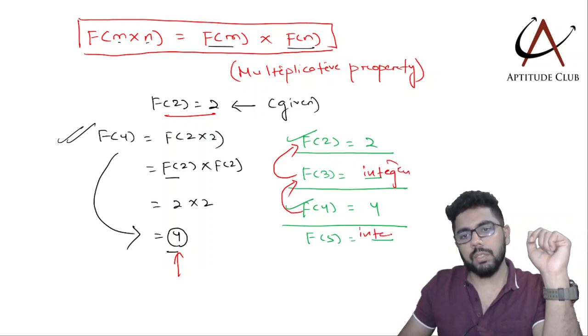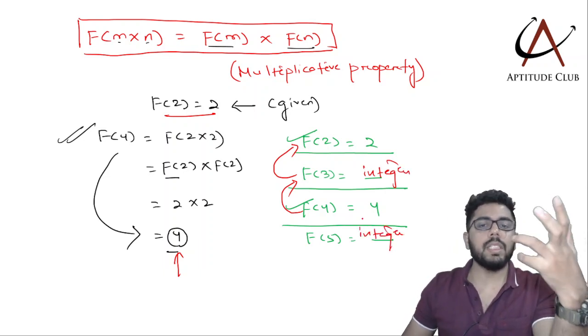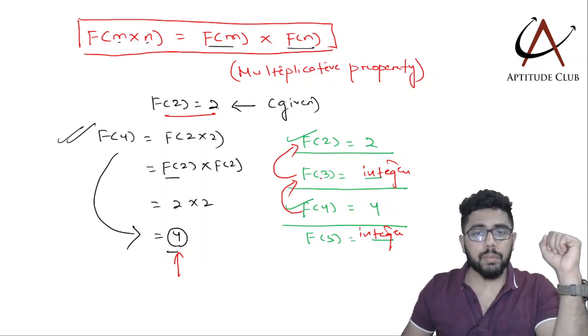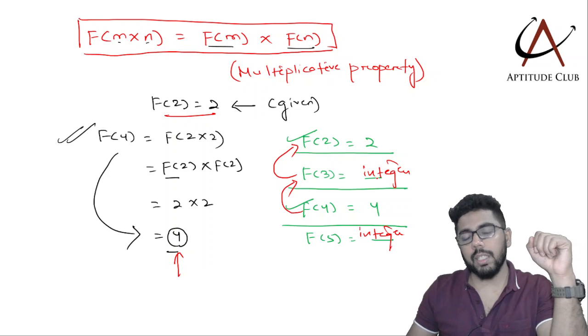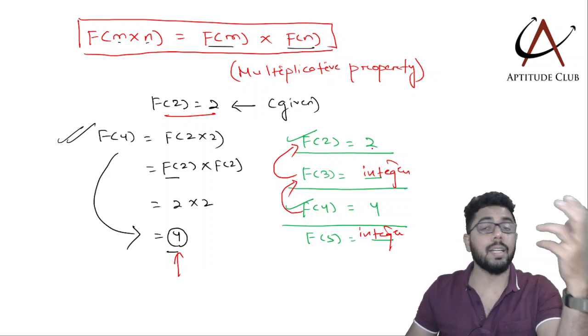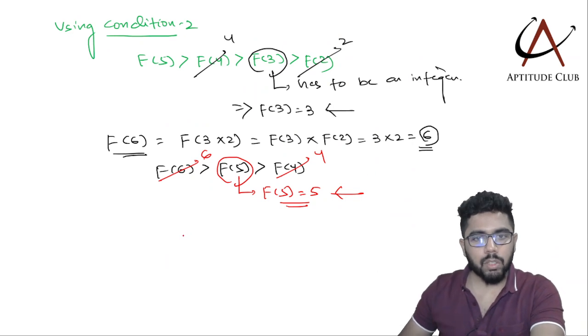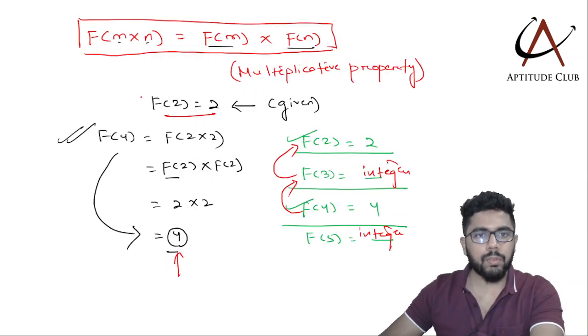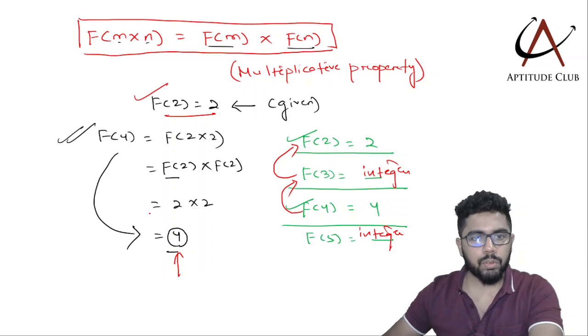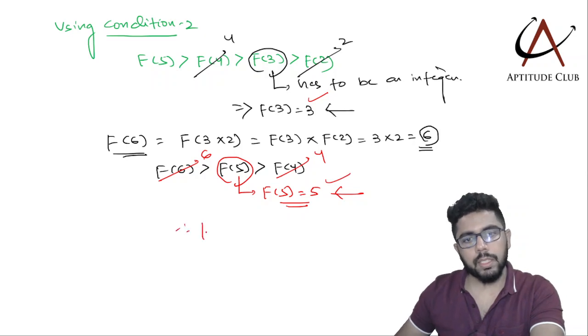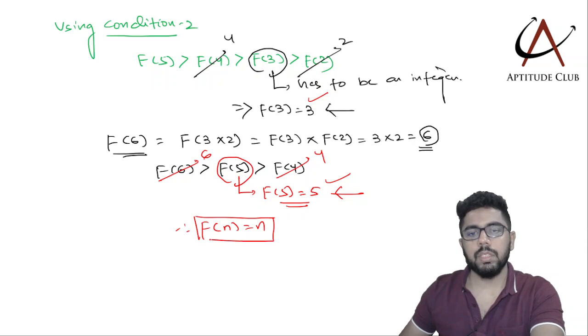Similarly, f of 5 has to be an integer. So which integer lies between 2 and 4? I cannot take a bigger integer, because it has to be less than f of 4 and greater than f of 2. So by this logic, f of 2 is 2, f of 4 is 4, f of 3 is 3, f of 5 is 5. Hence I can write, f of n is equal to n. This is the end conclusion.